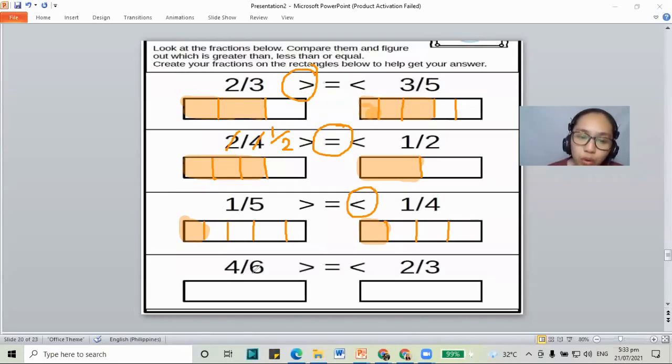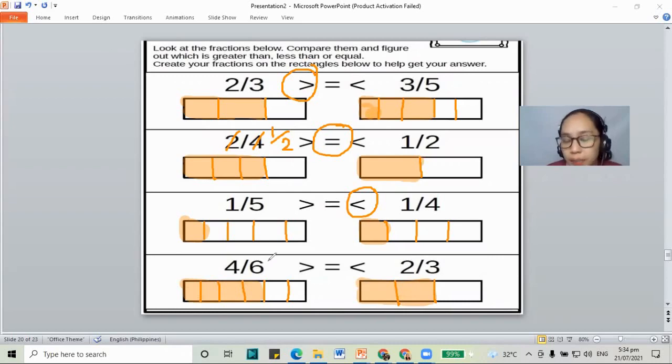How about for 4/6 and 2/3? Let's try to equally break this apart. Now we have 4 over 6 and 2/3. Let's color 4 parts in this one and 2 parts in this one. Let's check. I think they are equal.